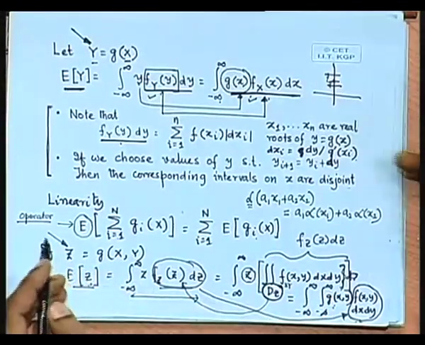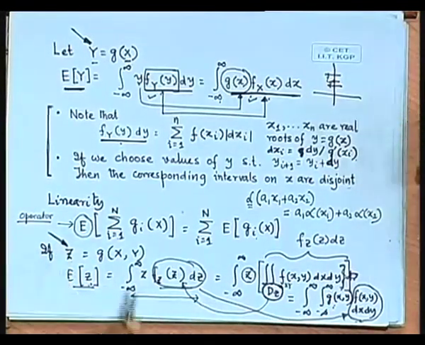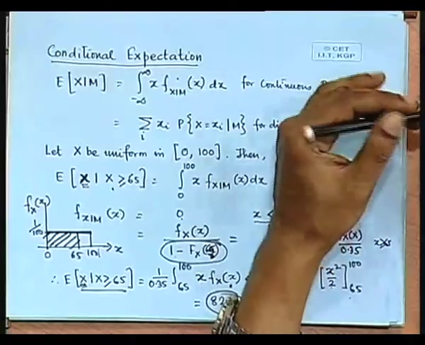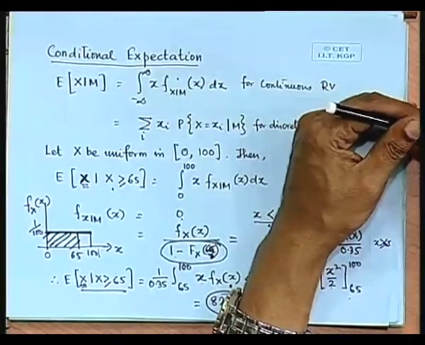So this is how you evaluate the expectation operator, which is the expectation of a quantity z which is a function of two random variables which are jointly distributed. Now let us come to what is known as conditional expectation.